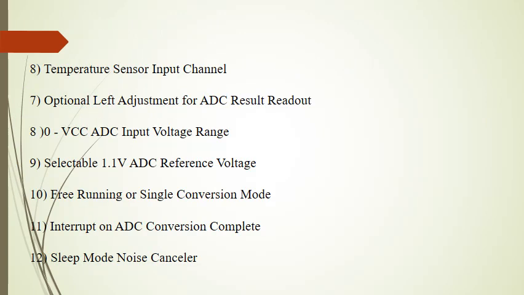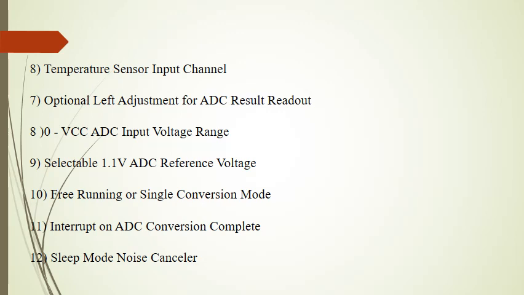Now let us continue with the features of Atmega. The next feature is the temperature sensor input channel. That means most Atmega chips have a separate input for the temperature sensor. Then we have an optional left adjustment, which is a way in which the result is stored in the registers. Then the next is the 0 to VCC ADC input voltage range. It means that the input that can be given to the analog to digital converter ranges from 0 to VCC, and there is a selectable range of 1.1 volts. These two points we'll see in detail in the upcoming slides.